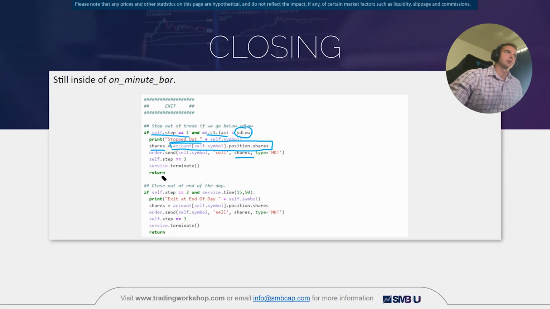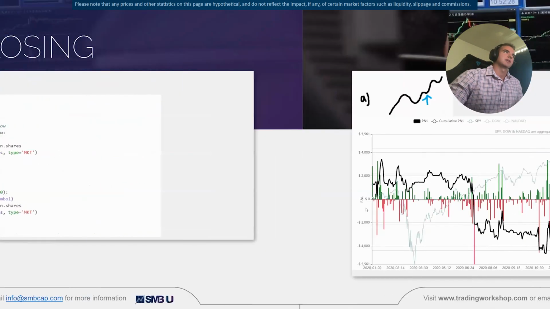Terminate the script, return. That way you close out the script, it's done for the day. The other way we exit, again, step 2. The reason I have this here is that you want to have it exit at the end of the day if it does not stop out. So now we have it set to 1550, right? 1550 is when it's going to close out at the end of the day. It's going to say exit at the end of the day. Same thing, we get the shares, we stop out, or we close out at the end of the day.